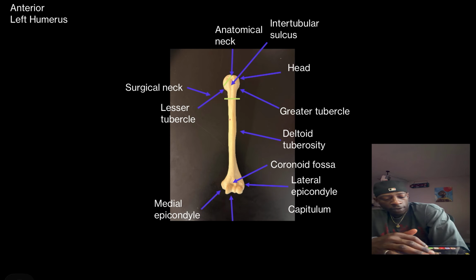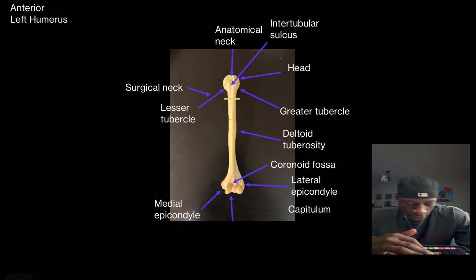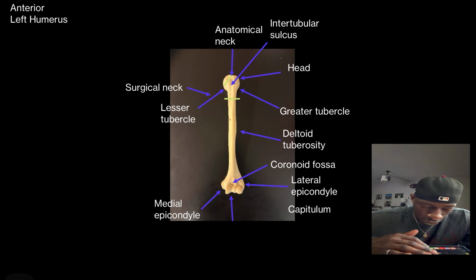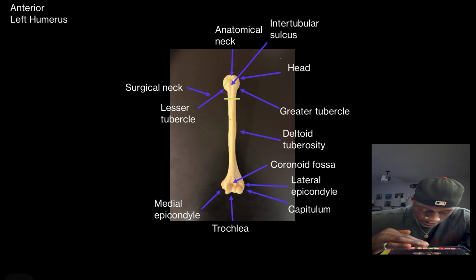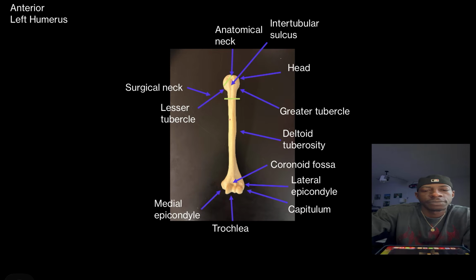Going down further, we have the coronoid fossa, that depression right there, adjacent to the lateral epicondyle, which is superior to the capitulum, and medial to the medial epicondyle. And then this big, what looks like a big toe, kind of down there at the bottom, that's considered the trochlea. And then now we have a posterior image.